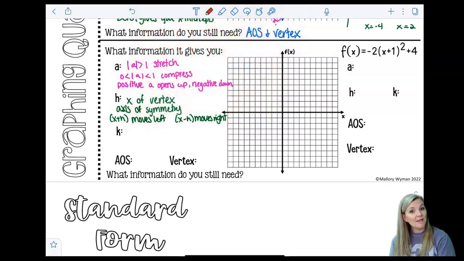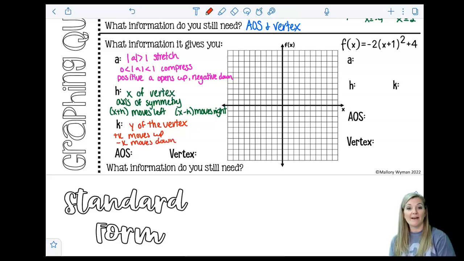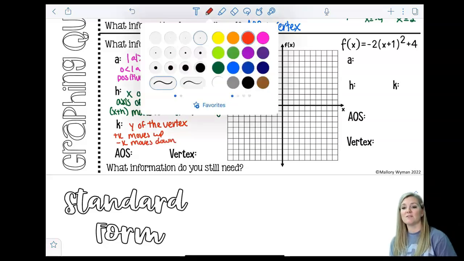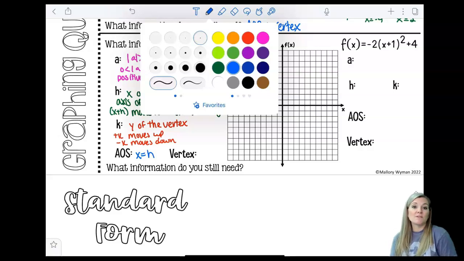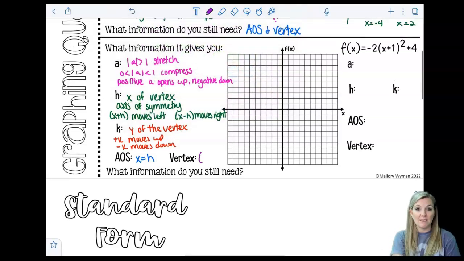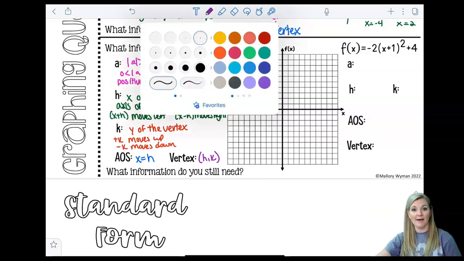Your K is the Y value of your vertex, and that's about all K tells you. Plus K, it's going to move up. Minus K, it is going to move down. Your axis of symmetry is x equals h, and your vertex is (h, k). So what do we still need to graph? Well, what did we need in order to graph on the last assignment? We still needed the y-intercept. We still need some other extra point to be able to reflect it across the axis of symmetry.